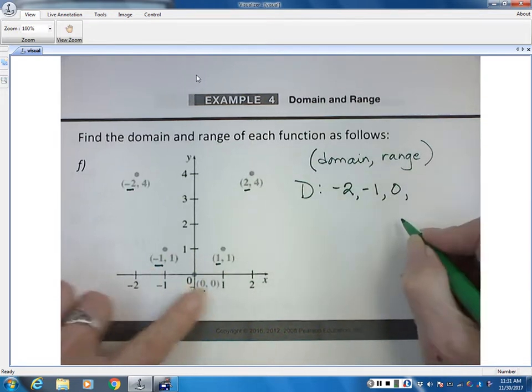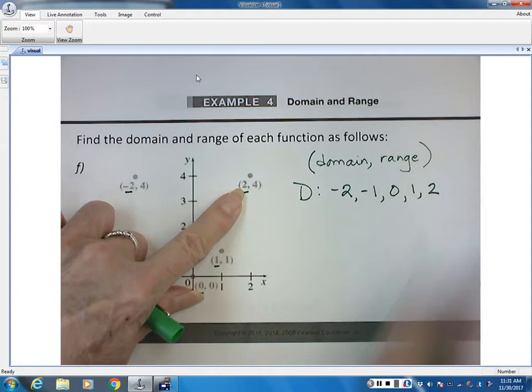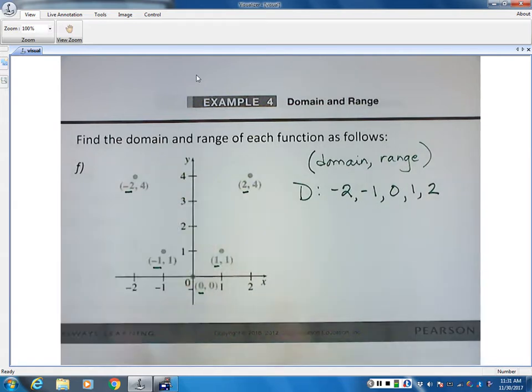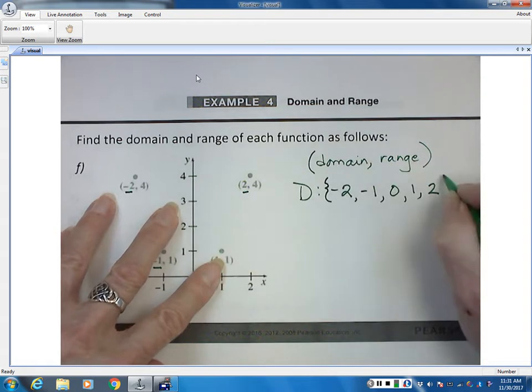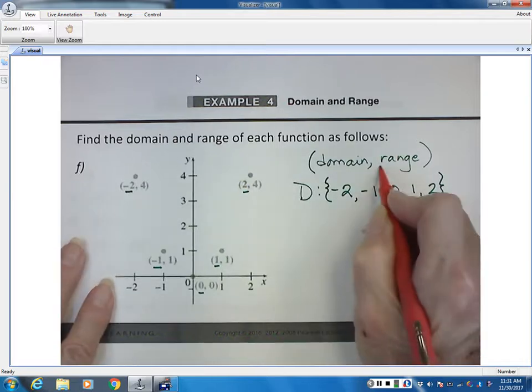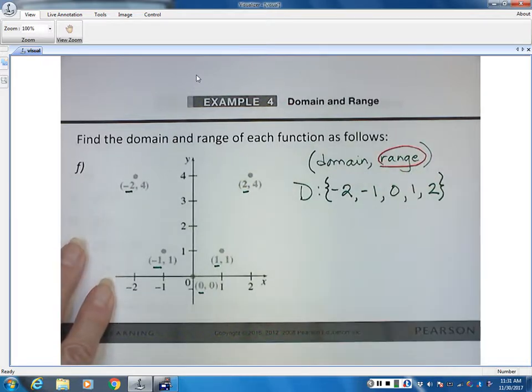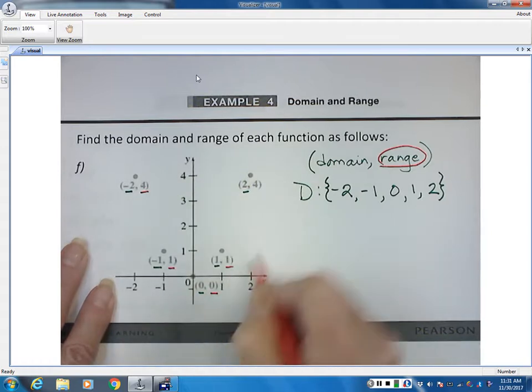0, 1, 2. Rather than using parentheses or anything else, what you do if it's just a set of points is use what are called curly braces. That indicates to you that the domain is a list of certain distinct x values and not anything in between those values. And then you get the range the same way, knowing that your range is your second coordinate. So the range is going to be 4, 1, 0, 1, 4.